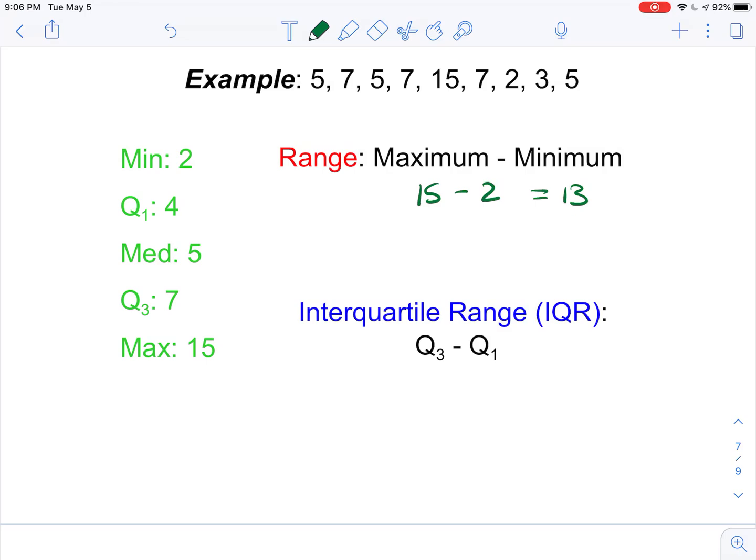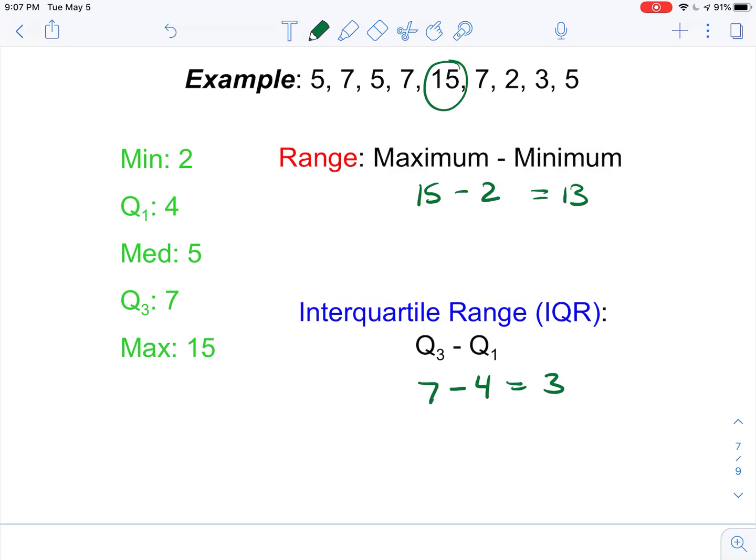Another type of range we should be familiar with is something called the interquartile range, or the IQR. Now, the interquartile range is the range of my upper and lower quartiles. So 7 minus 4. Okay, so now what does that tell me? Well, the interquartile range tells me that the middle of my data set, all the values hovering around my median, are found within 3 values. 3 values, okay?